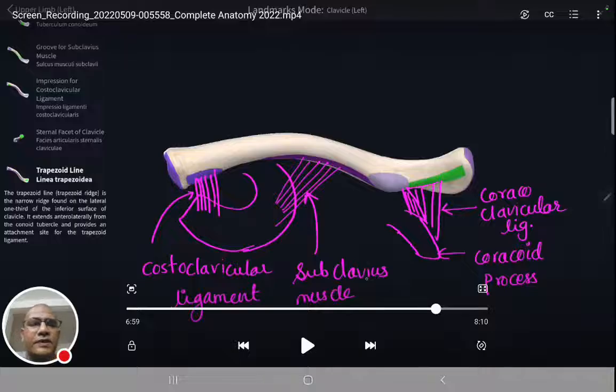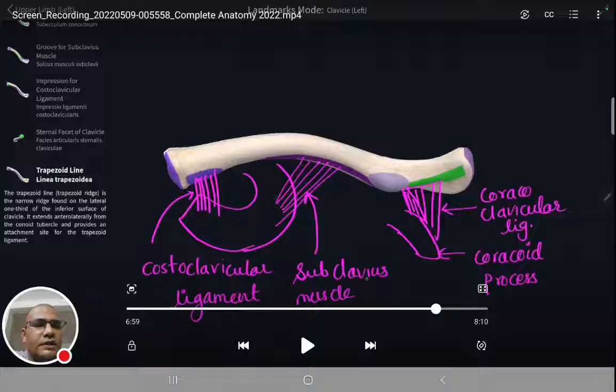The features on the inferior surface: the costoclavicular ligament in between the first rib and the clavicle at the medial end of the inferior surface. In the middle of the inferior surface, it is the groove for subclavius muscle or subclavian groove, and laterally we have got the conoid tubercle and trapezoid ridge, which provides attachment to the coracoclavicular ligament.